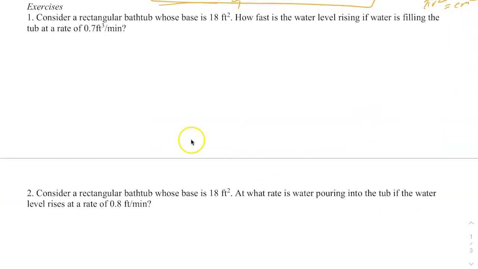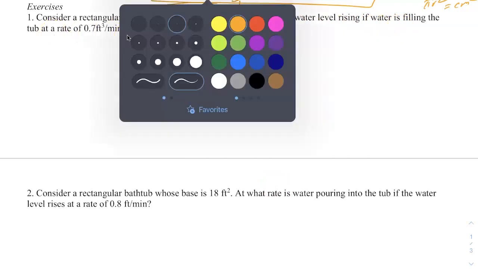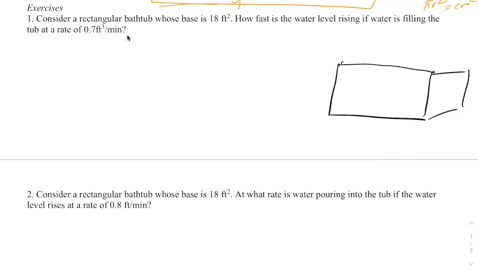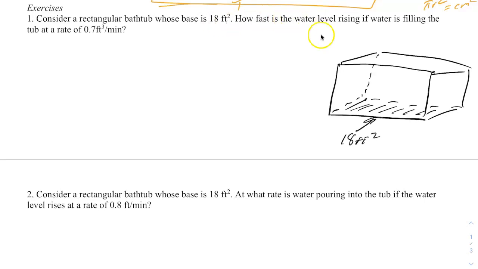Next one. Consider a rectangular bathtub whose base is 18 feet squared. How fast is the water level rising if the water is filling the tub at a rate of this? So I always like to draw it. So we have a rectangular tub, something like that. It's kind of slanted on the side there. Whose base is 18 feet. So we already know the area of the base. All of this is 18 feet squared because it's an area.